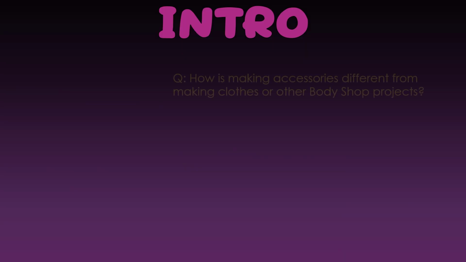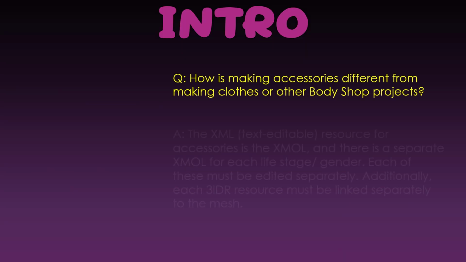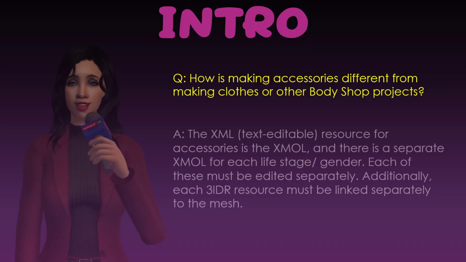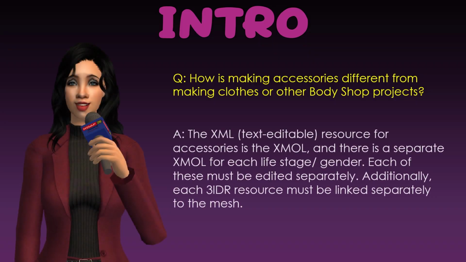How is making accessories different from making clothes or other body shop projects? The XML, that's the text editable resource for accessories, is the XML. There are separate XML files for each life stage and gender, and each of these must be edited separately. Additionally, each 3IDR resource must be linked separately to the mesh. But we will look at that in the second.